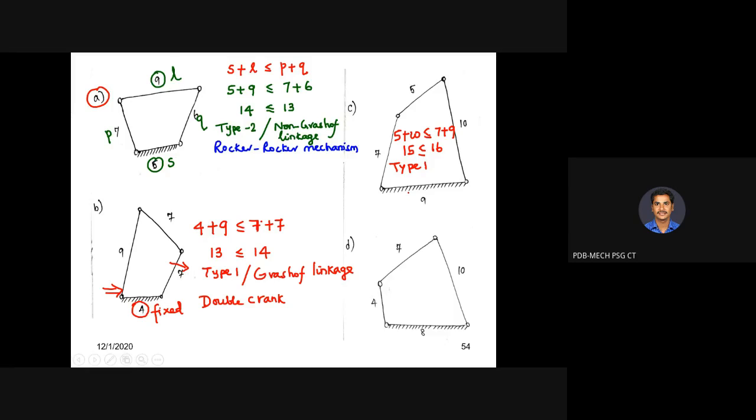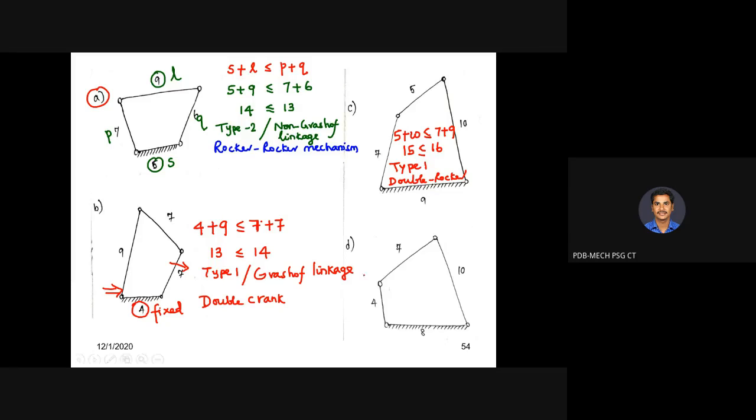Which link is fixed? Double rocker. Yes. Which link is fixed? Sir, the intermediate link. The intermediate link is the link which is opposite to the smallest link. So in this case, you will be getting what? Double rocker. So double rocker we get.